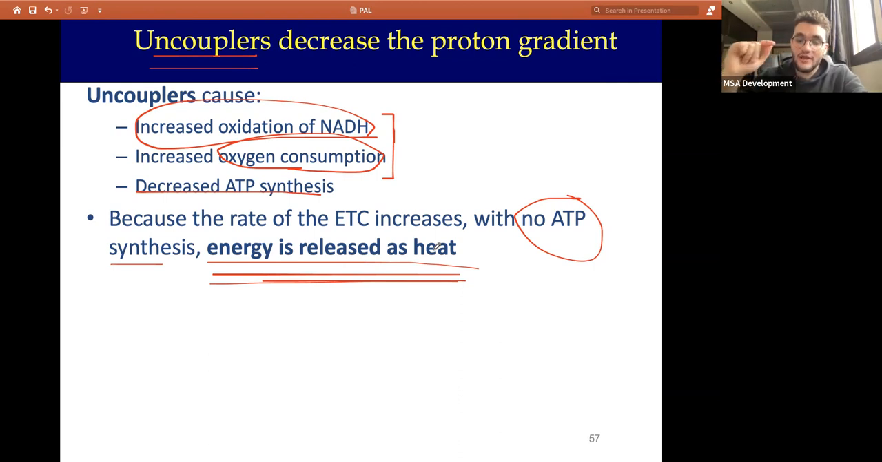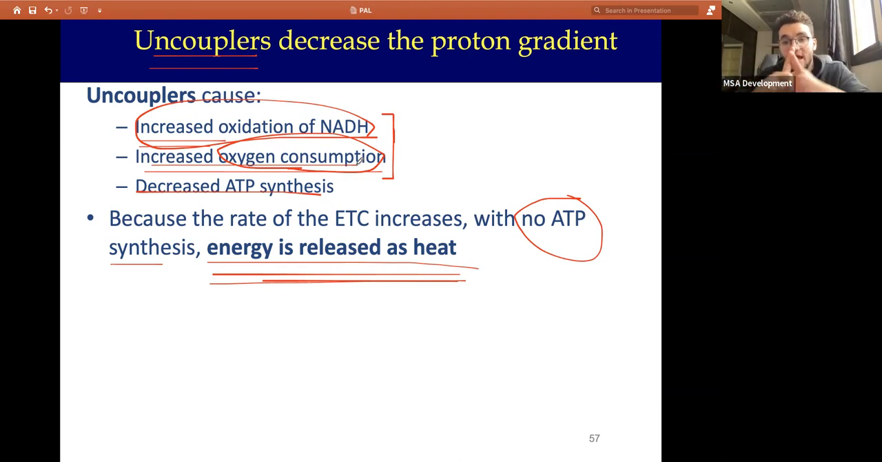And when it keeps on going, it has to use NADH and it has to use oxygen. That is why NADH oxidation increases and oxygen consumption increases. Okay, the use of oxygen increases. However, obviously, because the protons are not being used by ATP synthase, you're going to decrease ATP synthesis.